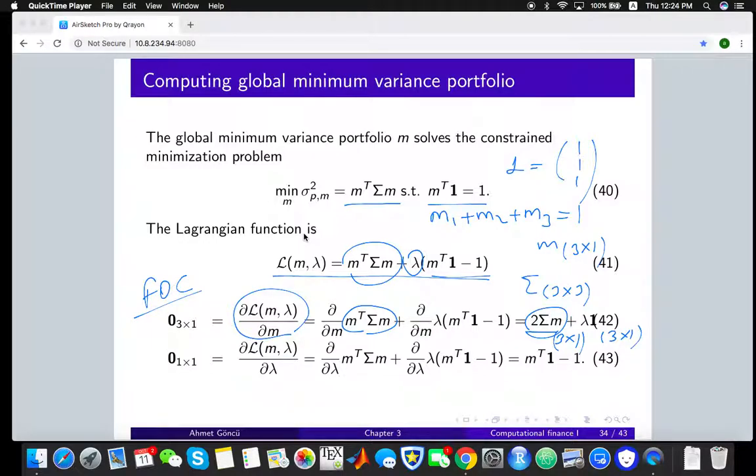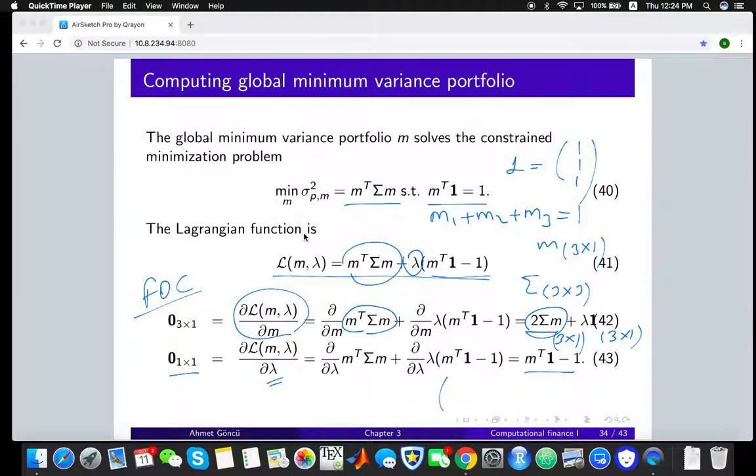The next partial derivative we need is with respect to lambda. Since we have only one constraint, this is just a single partial derivative, and if you apply it, what you get is our original constraint. So the question is, how can we now write this as a system of linear equations and apply what we have seen before in this chapter?